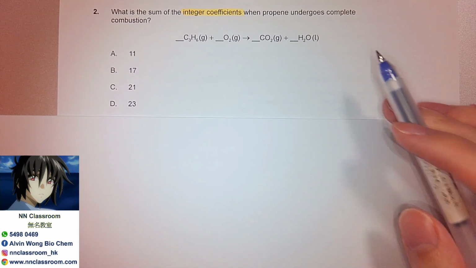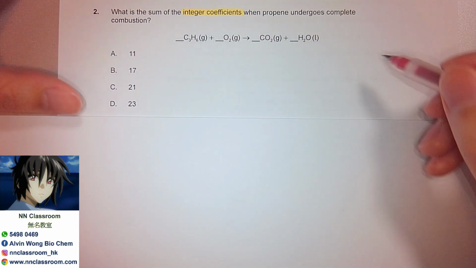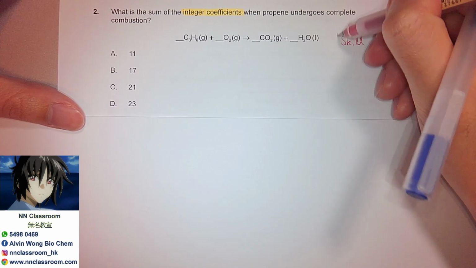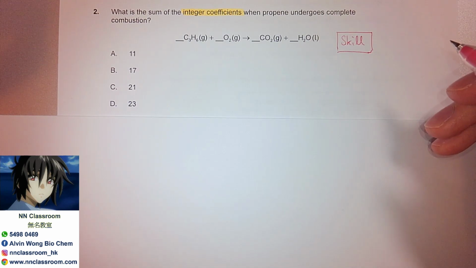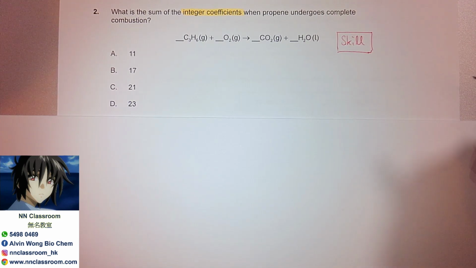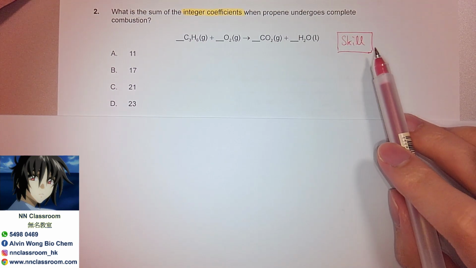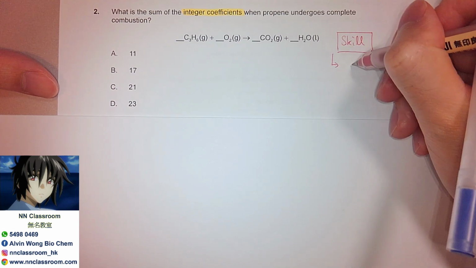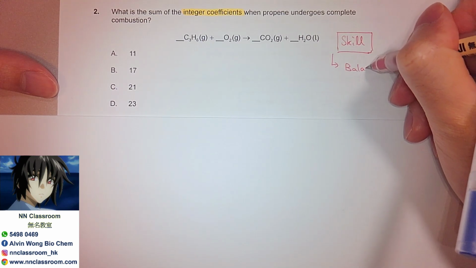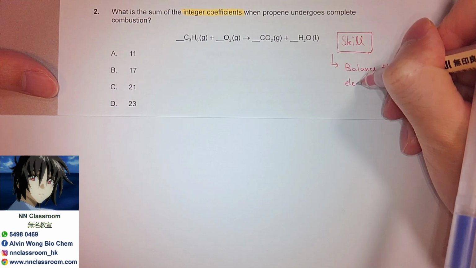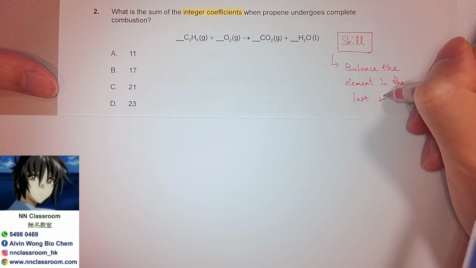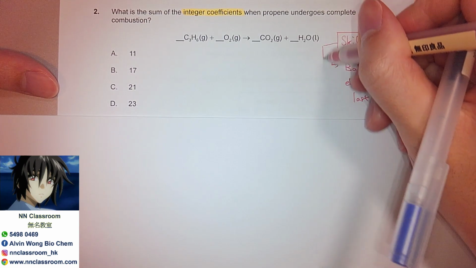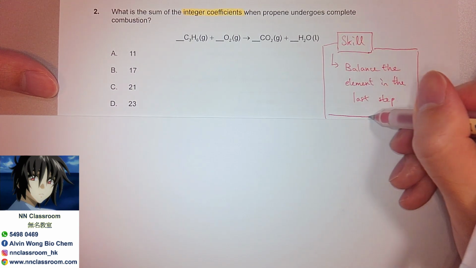So for this kind of question, normally when handling balancing equations we have a skill, and this skill is actually demonstrated quite a lot of times during the class. Remember, balancing equations seems so easy, but quite a lot of students don't know how to do it properly. So I'll tell you. The skill is, remember, when balancing chemical equations, balance the element in the last step. That means we only need to handle that element in the last step. So this is the most important thinking mindset.